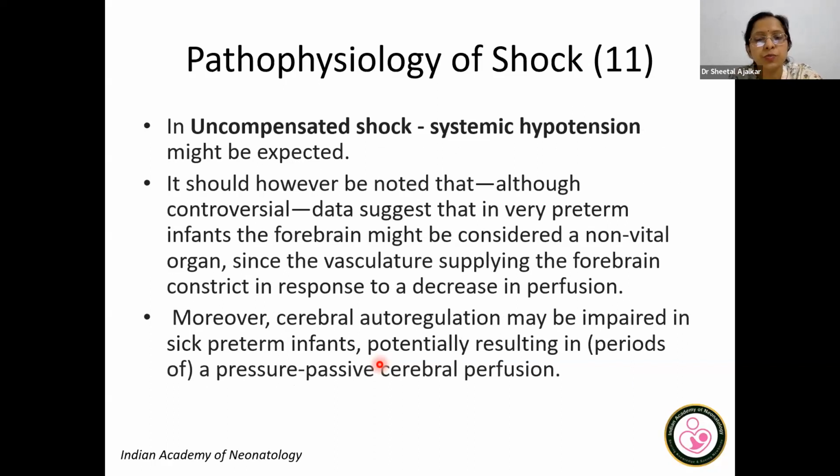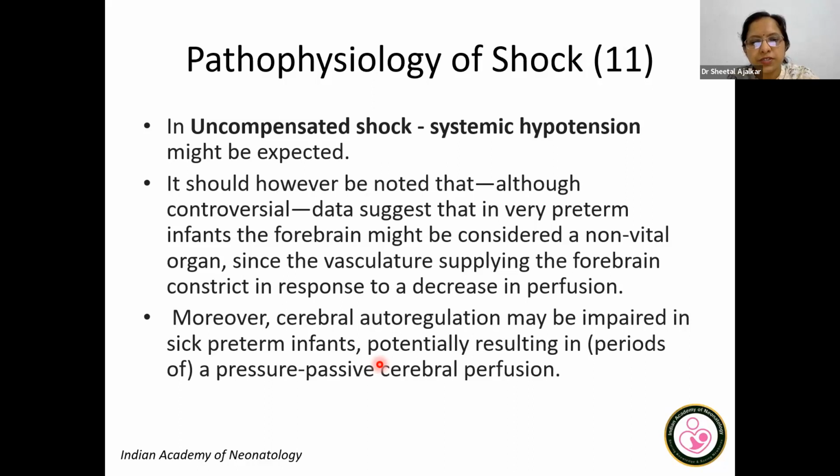Why we are looking at this is that it becomes controversial. One important point is that even the forebrain in preterm babies can be called a non-vital organ, because it has been shown that a vasoconstrictive response is there in the forebrain in preterm babies, and there is decreased perfusion when there is hypotension. So the forebrain has been shown to be a non-vital organ in a study in preterm babies. And also the cerebral autoregulation. So we are looking at the blood pressure and the cerebral autoregulation.